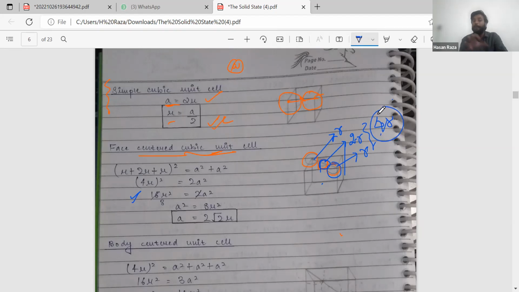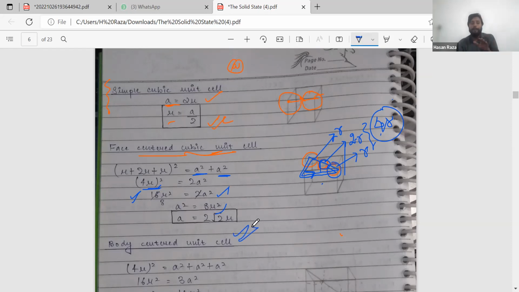So I am going to apply the Pythagoras theorem only to this part. Are you getting my point? Because this is 90 degrees. So hypotenuse square is equal to base square plus perpendicular square. So (4R) square will be A square plus A square, because the lengths are equal. So we just solve it. 16R square is equal to 2A square. 2 will cancel 16. 8R square will be equal to A square. So A square will be equal to 8R square. So A will be equal to 2 root 2 R.